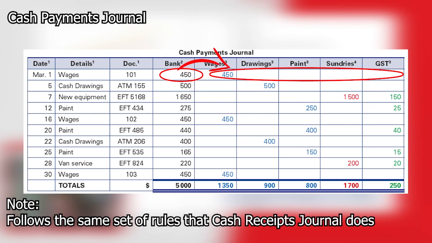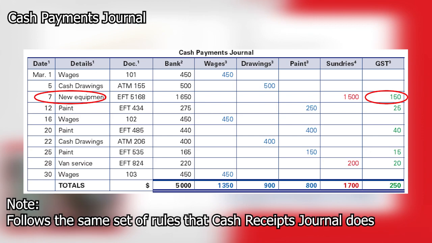Likewise for cash drawings, where it goes in the drawings column. And then if we look at new equipment, this time we purchased a good or a non-current asset. That's still a good. And we incur GST this time. So that's just something I want you to be aware of. It follows the exact same process.